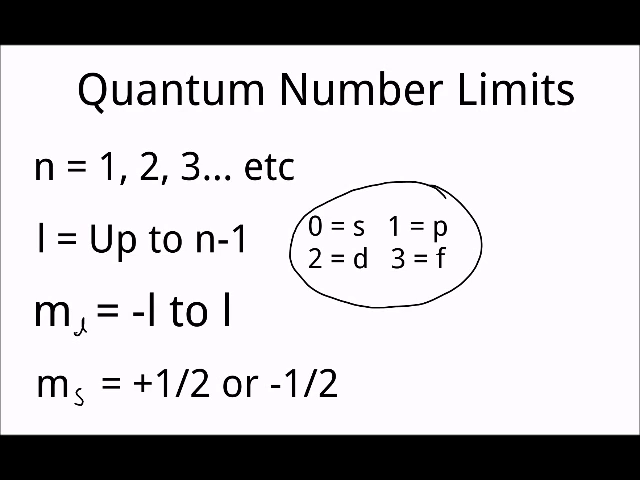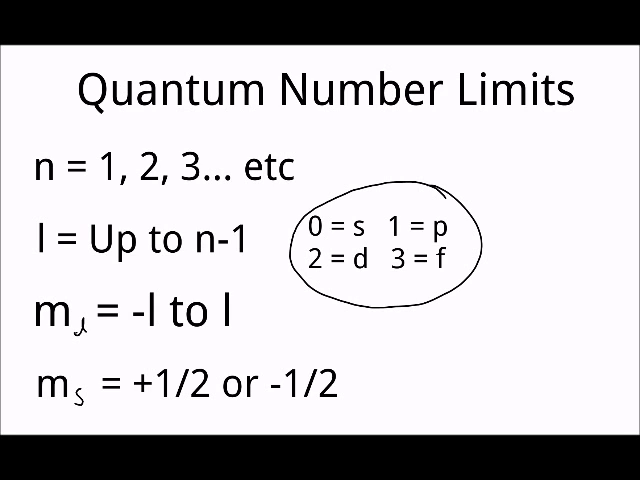So you should also note that if you have s, which is 0 itself, then m sub L is going to have to be 0 as well, because there is no negative and positive 0. So anytime that L is 0, m sub L must also be 0. That's the only option it has.